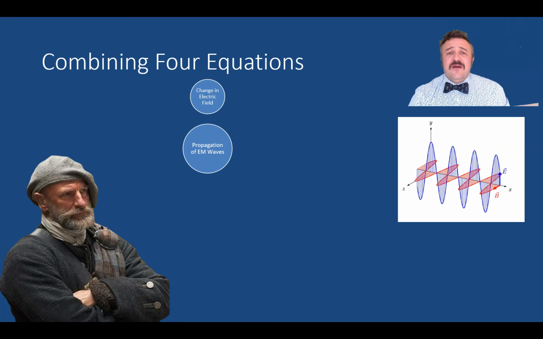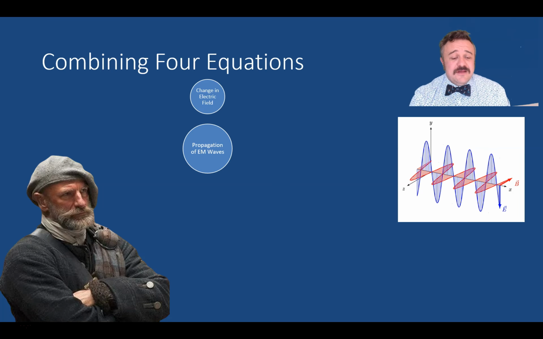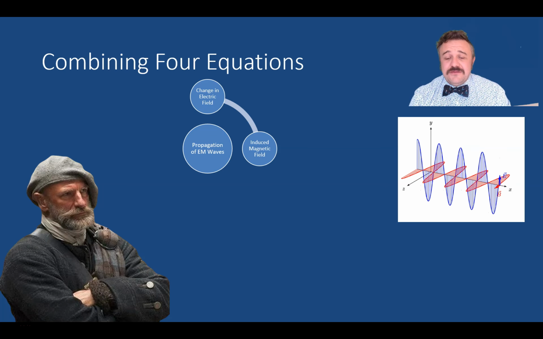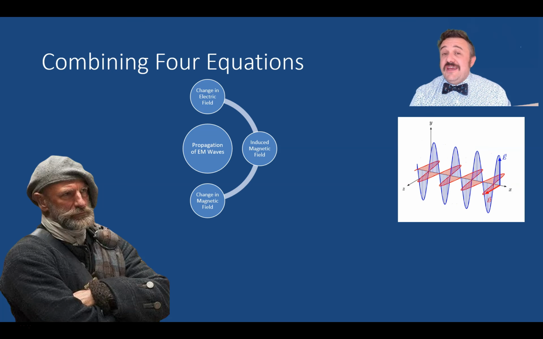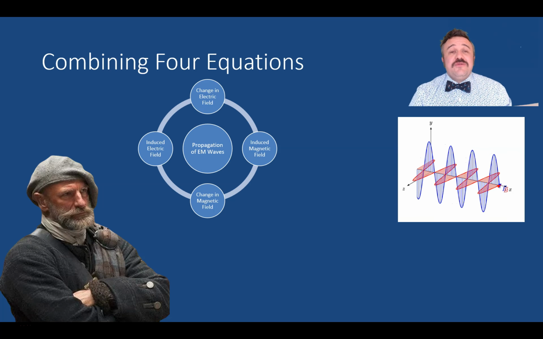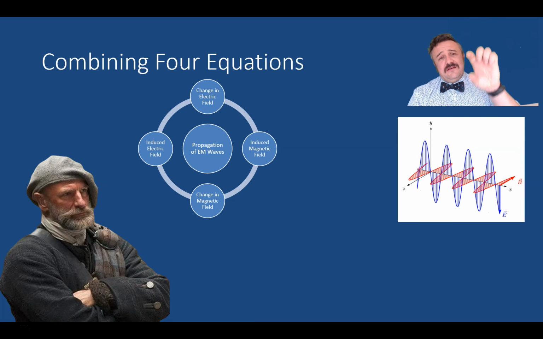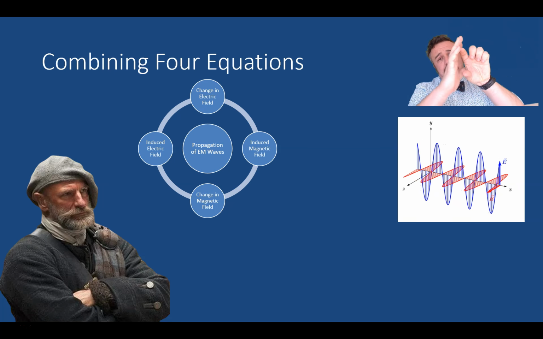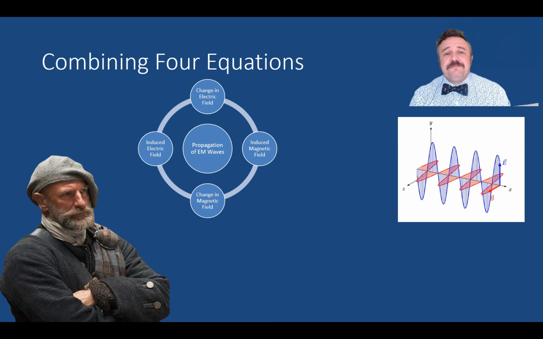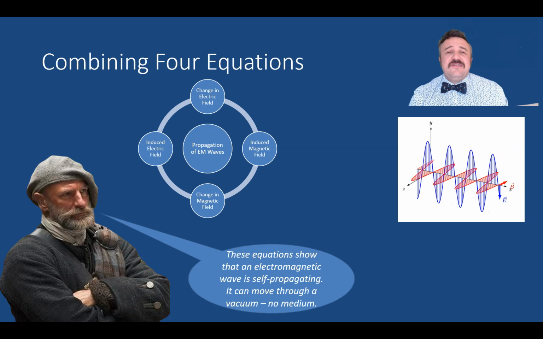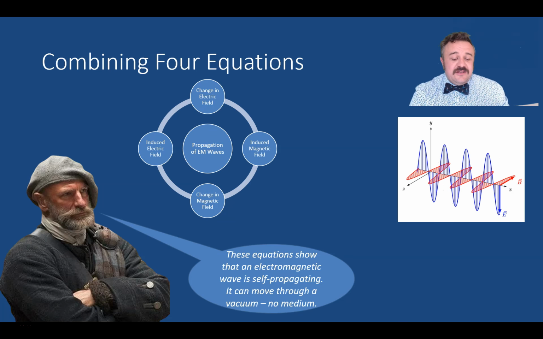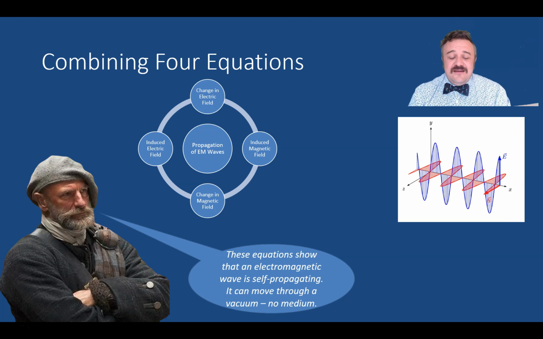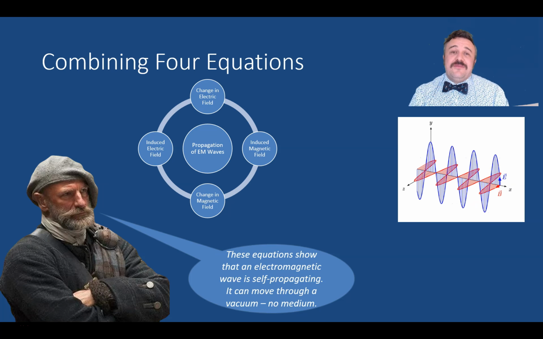Okay, so we have a change in electric field. For example, if we oscillated a charged particle, we would have a change in electric field because the electric field would move, which induces a magnetic field, which then causes a change in the magnetic field, which will induce an electric field. So if we have a particle here oscillating up and down, the light wave will move out. And that's kind of awesome. So these equations together show that an electromagnetic wave is self-propagating, and it can move through a vacuum. No medium is required.